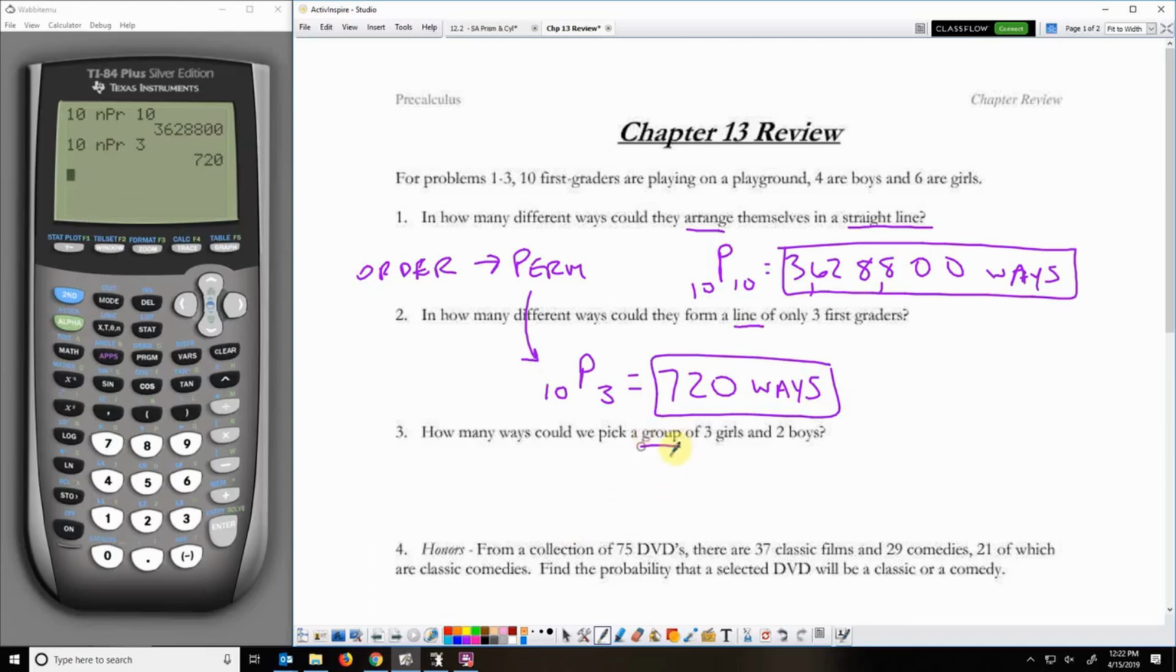In how many ways can we pick a group? So the group order does not matter. 3 girls and 2 boys. And we're talking about a compound event. So we're picking a combination of 3 out of the 6 girls, and that means we're going to multiply the events, a combination of 2 out of the 4 boys. So 6C3, so this is option 3, times 4C2. So that is 120 different ways to pick that group.